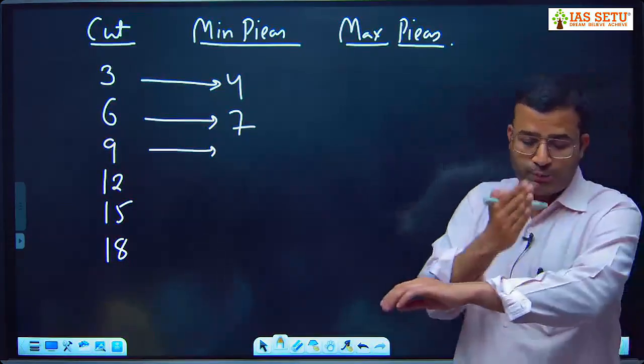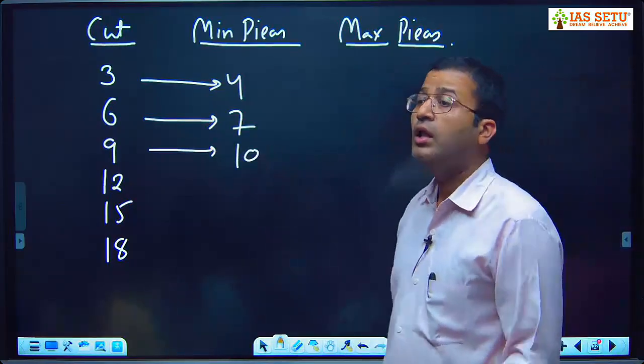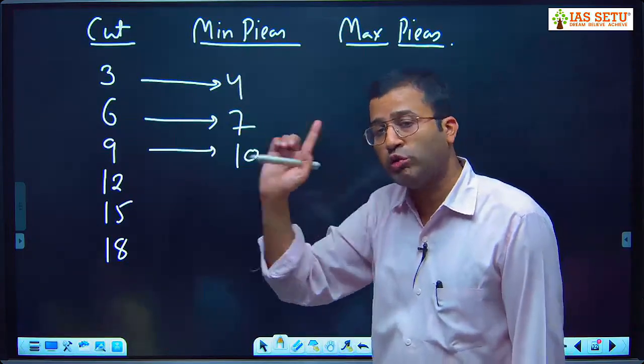10. You put all the 9 cuts on one axis, you get 10 pieces. To get the minimum pieces, there is only one condition: you have to put all the cuts on one axis.